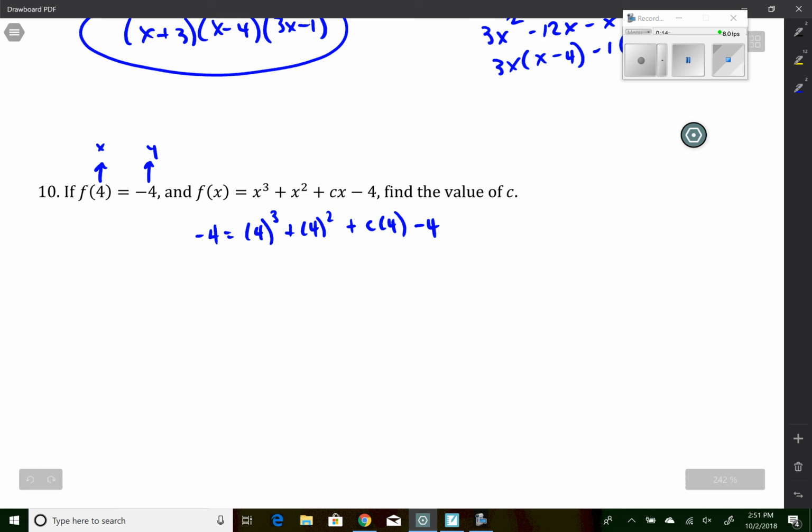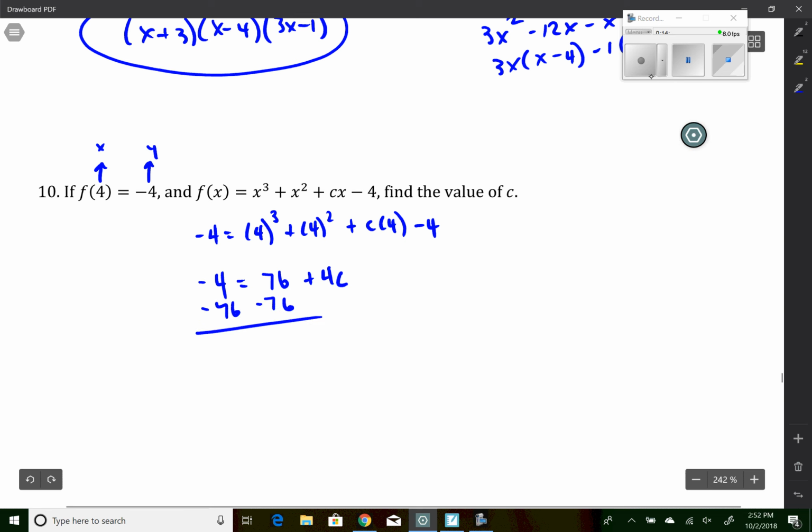Right, so if I do 4 to the third power plus 4 squared minus 4, we'll combine all those like terms first. I have negative 4 is equal to 76 plus 4c. Now this becomes a simple Algebra 1 problem, hopefully a simple Algebra 1 problem for you. Negative 80 equals 4c, divide by 4, and c is equal to negative 20.